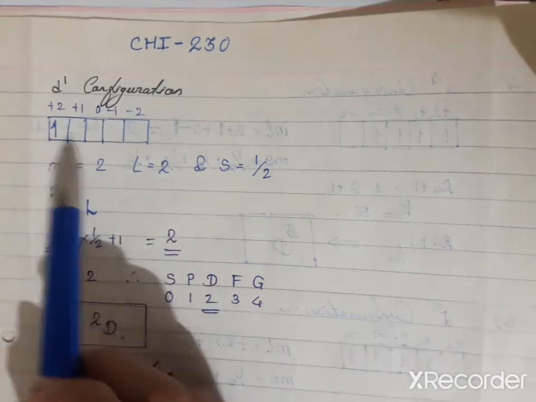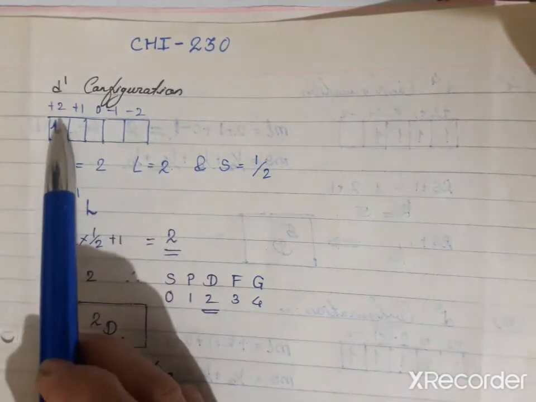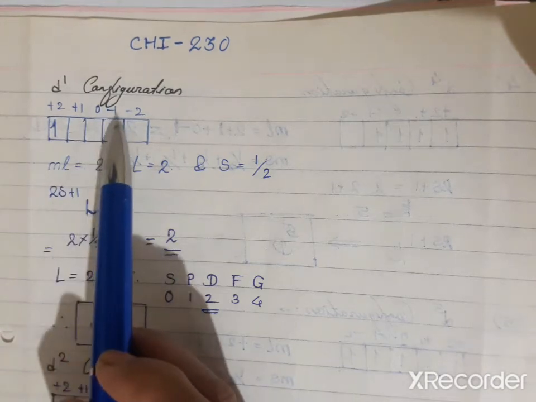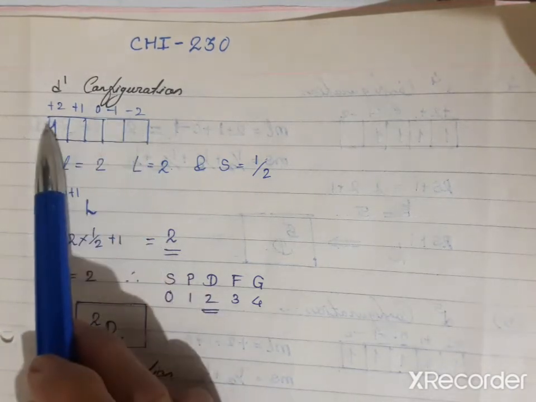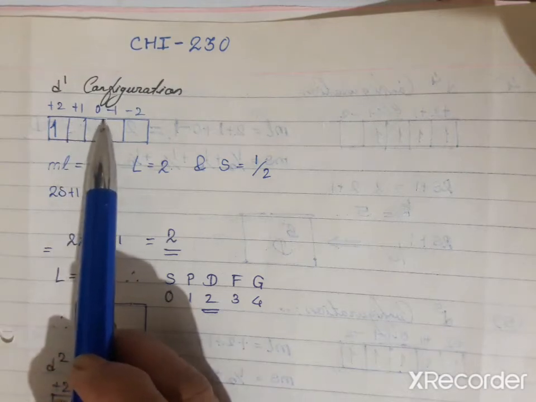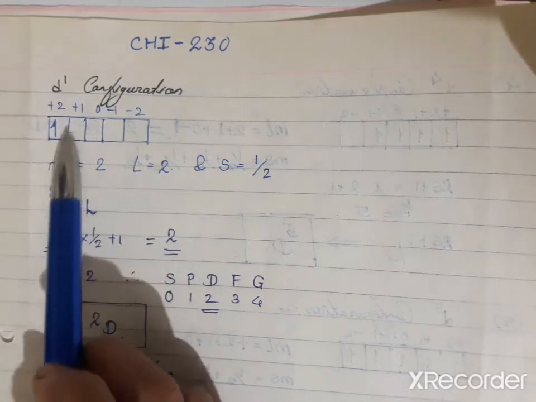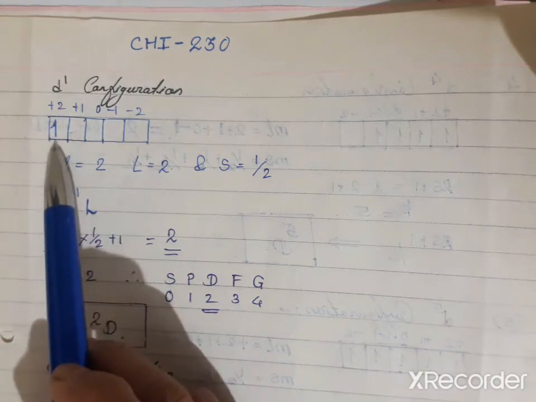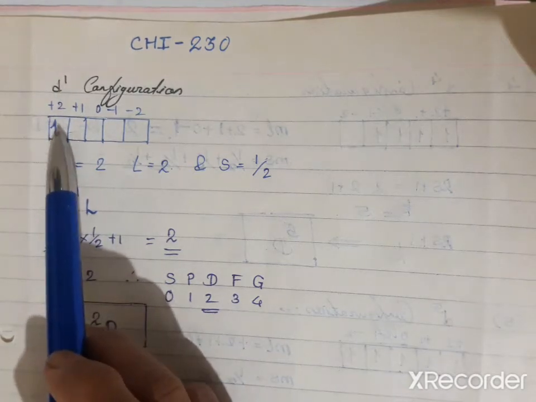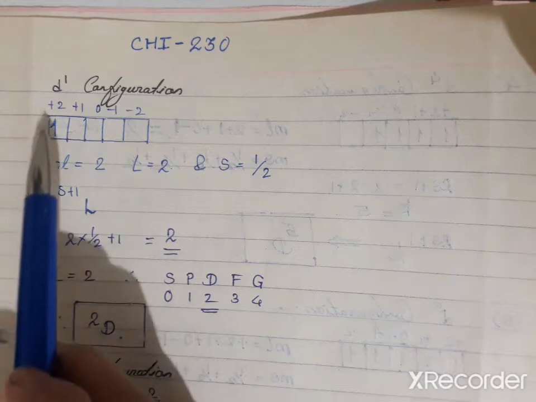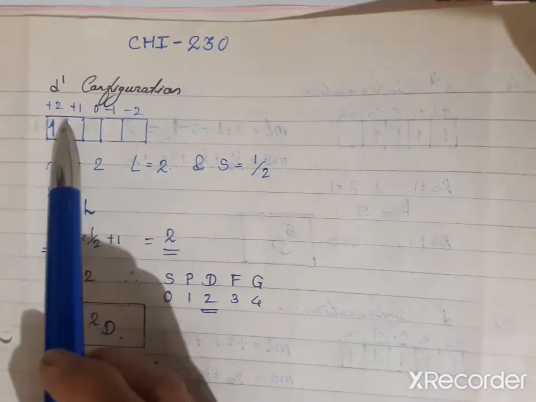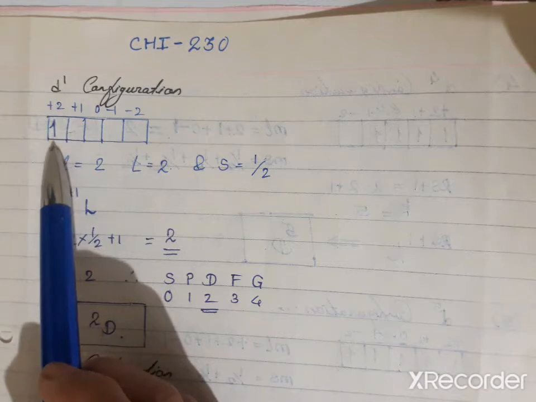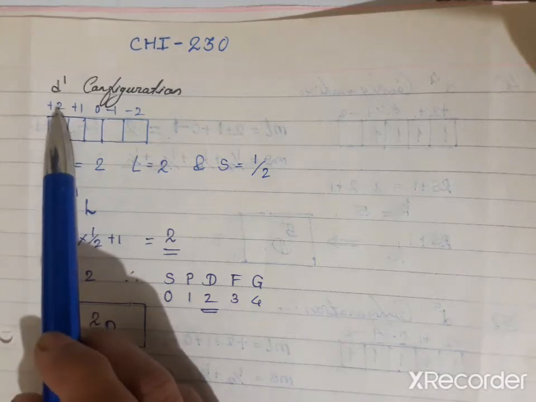So just draw d orbital. So this is plus 2, plus 1, 0, minus 1 and minus 2. These are orbitals. First put the d1 electron into this first orbital. Then what is ml value? Ml value is equal to plus 2. There is a plus 2 orbital having only one electron, so ml value is equal to plus 2.